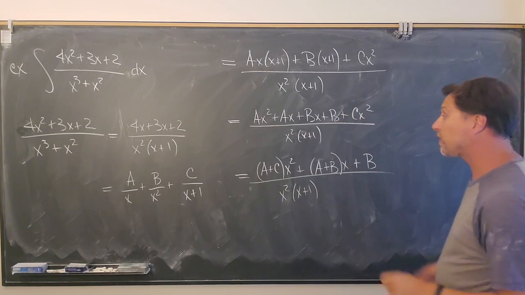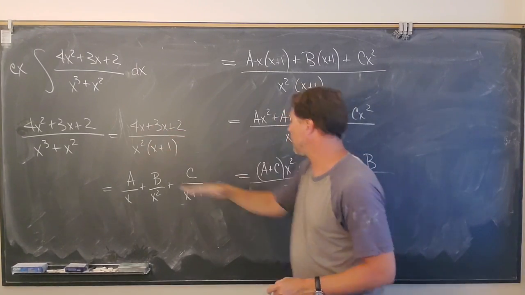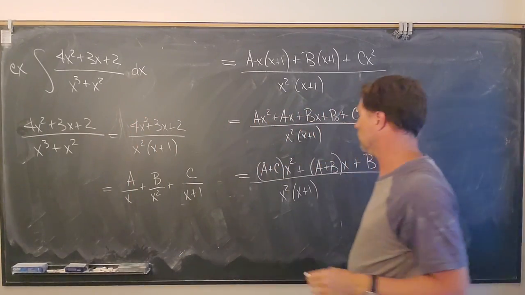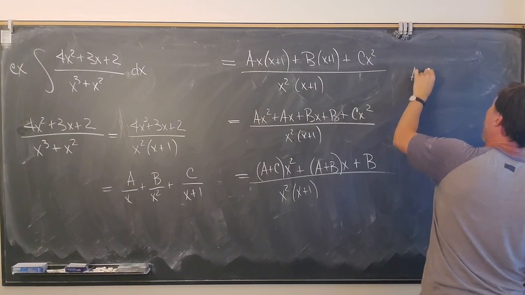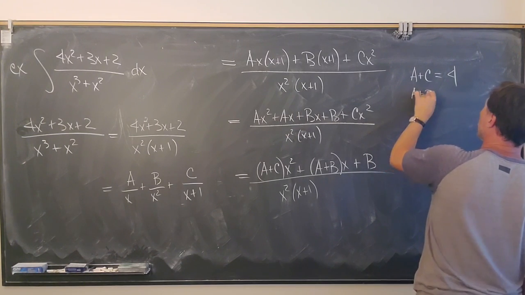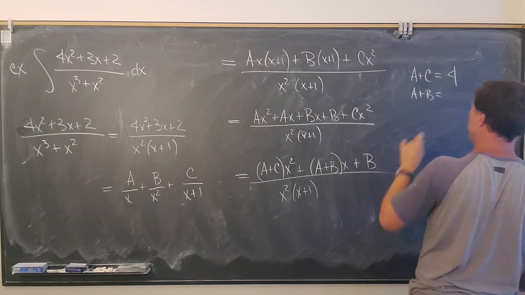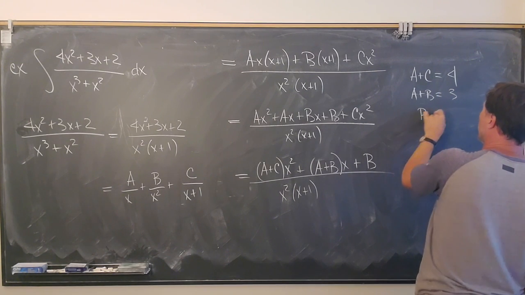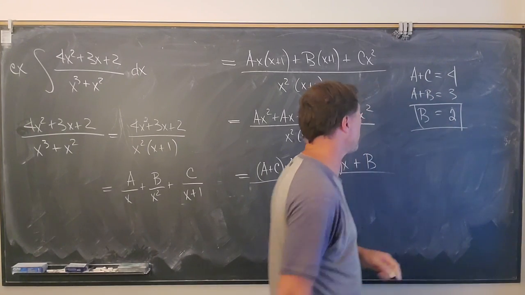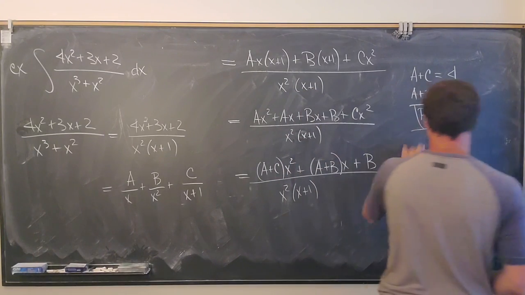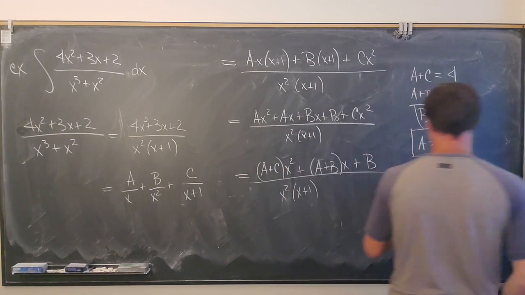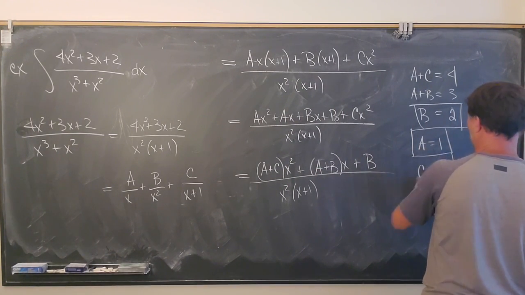All right, now we equate the terms. So compare this numerator right here with this numerator. That tells me that, sorry, that's supposed to be a squared right there. That tells me that a plus c has to equal 4, a plus b has to equal 3, and b has to equal 2. So that made life easy, right, having that b equal 2 there. So if b equals 2, that means that a has to equal 1. And if a has to equal 1, that means that c has to equal 3.